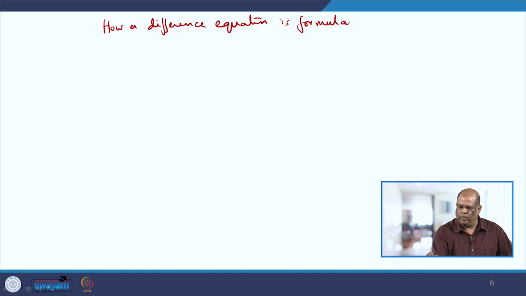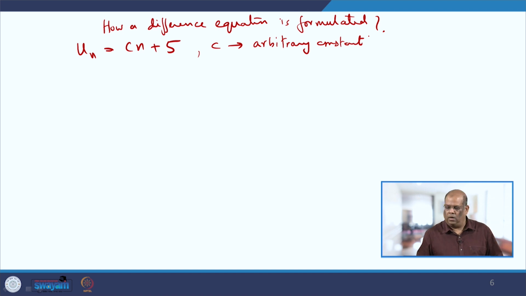But before that, how a difference equation is formulated. So, suppose you have a relation like this, where C is an arbitrary constant. It is exactly like a differential equation.